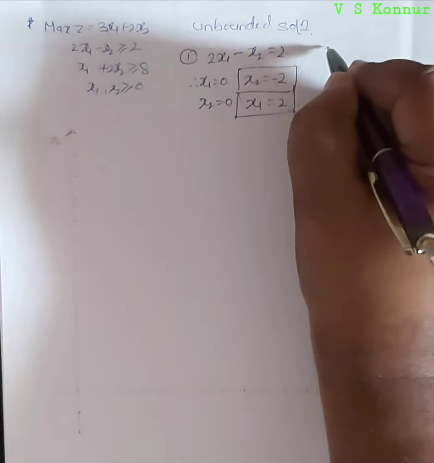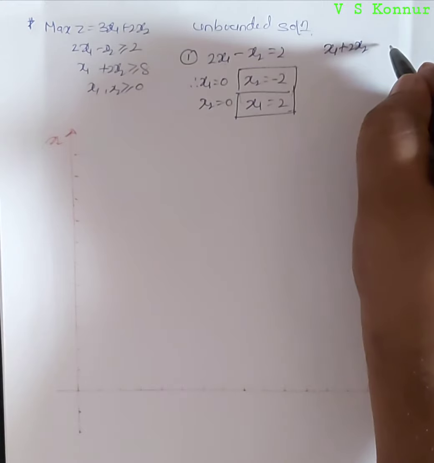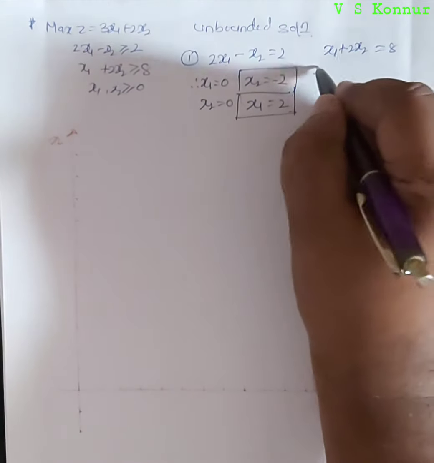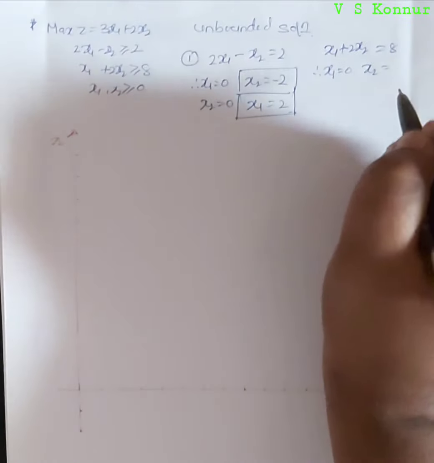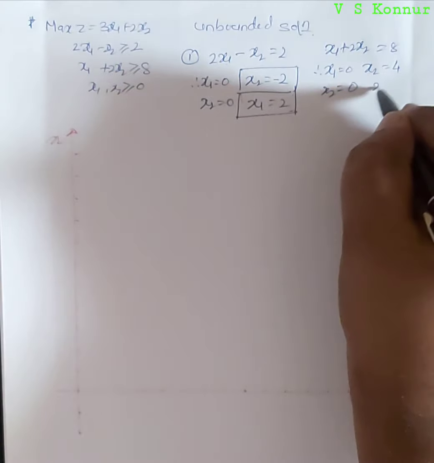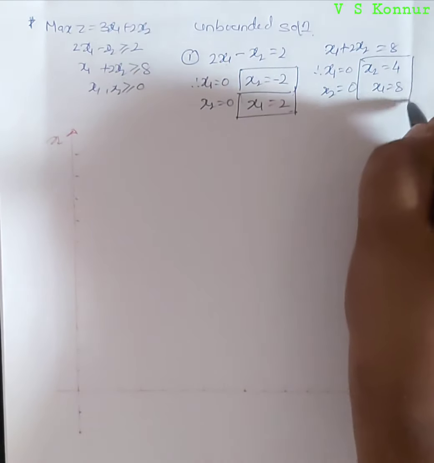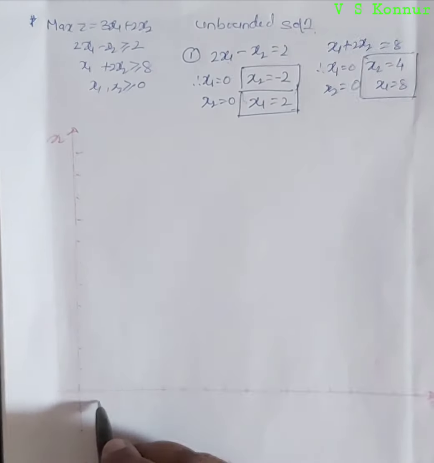Next constraint, x1 plus 2x2 is equal to 8. Put x1 equal to 0, x2 equal to 4. Put x2 is equal to 0, x1 equal to 8. This is one line. Two lines we will get. Maximum is 8, so we will take 8.